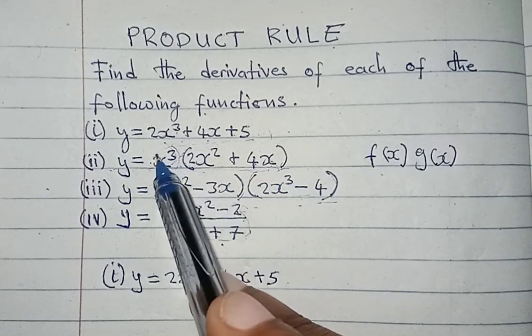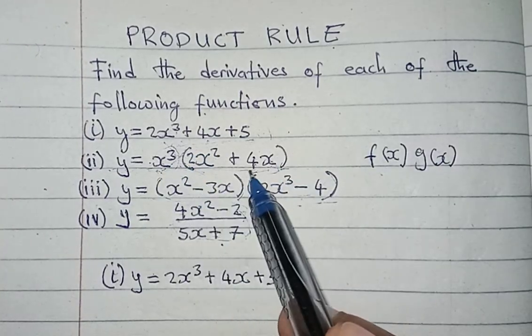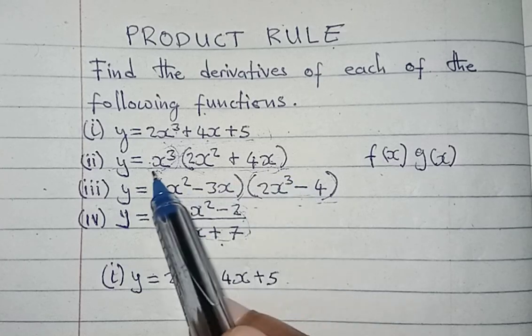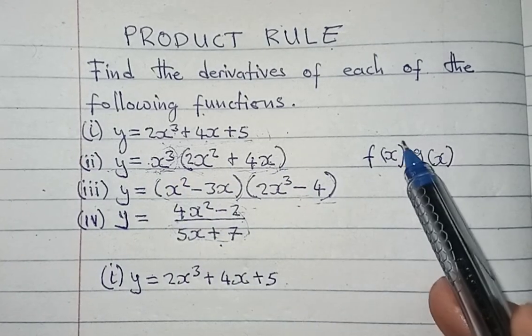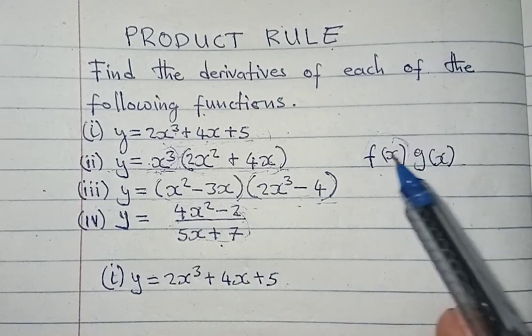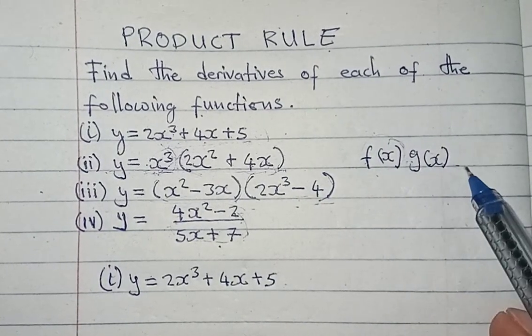So the first part of the function is x to the power 3, and the second function is everything in parentheses. So we can show using notations that the first function, let us call it f of x, and the second function, we call it g of x. So f of x multiplied by g of x.